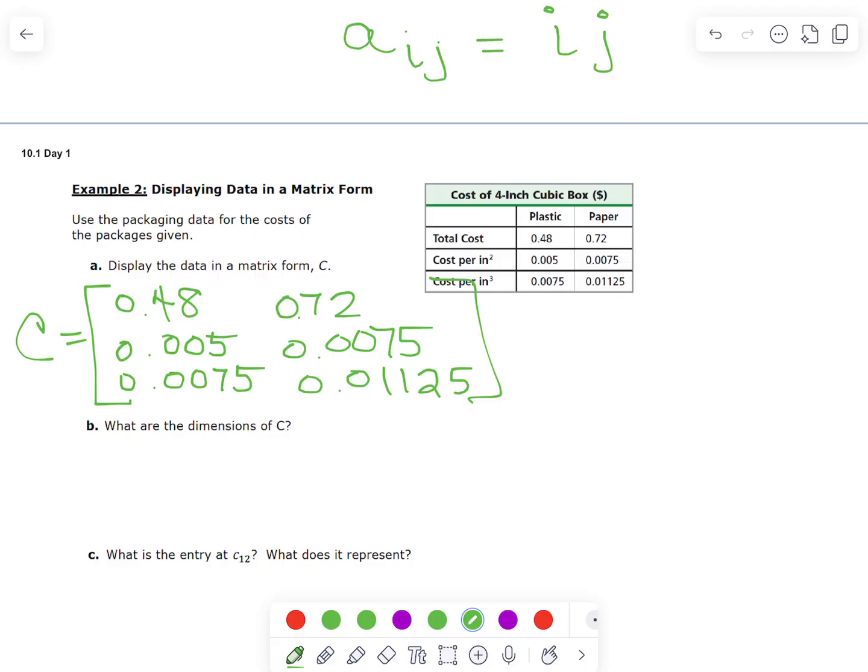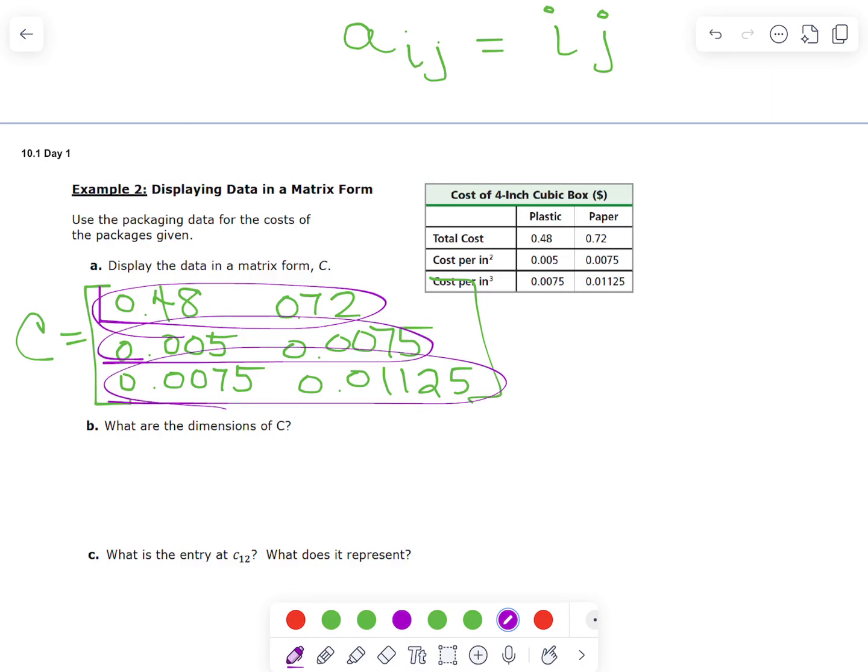And it's asking us in part B, what are the dimensions of this matrix C? So again, for our matrix, it's the number of rows: there are row 1, row 2, and row 3. So 3 rows by the number of columns: column 1 and column 2, so 2 columns. So this is a 3 by 2 matrix.